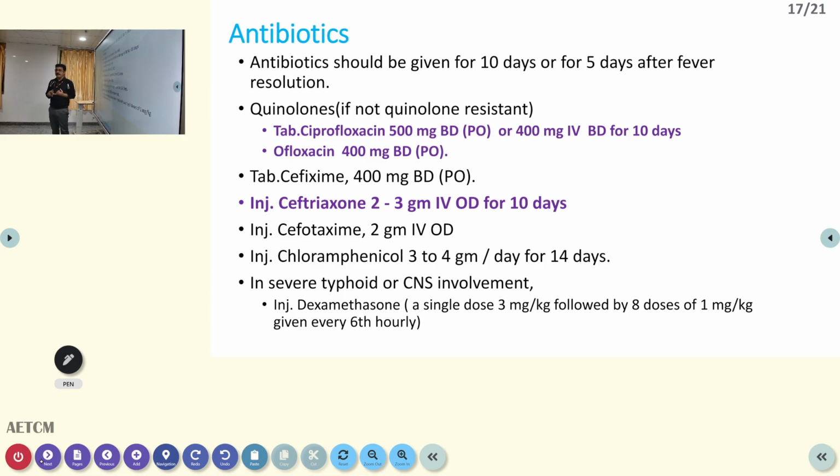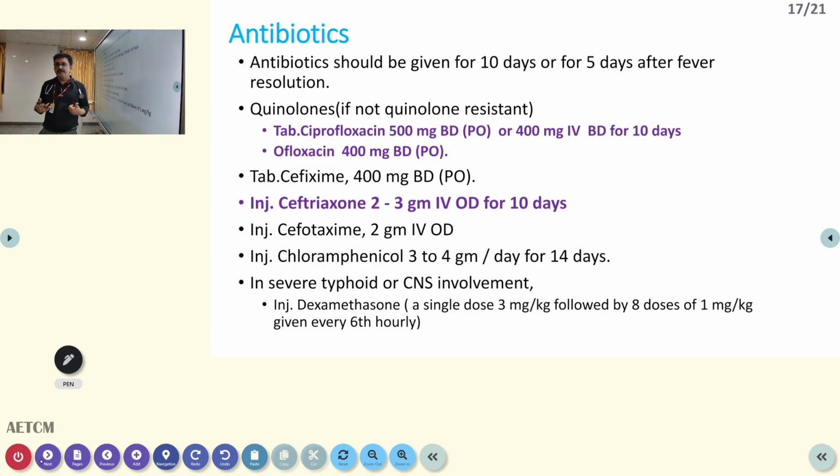Clinical findings are high degree fever. Patient can have coated tongue. Patient can have relative bradycardia. Abdominal pain can be there. Some diarrhea can be there. If it is paratyphoid infection, severe diarrhea can be there. That is a clinical diagnosis. Mostly typhoid is a clinical diagnosis because it takes another 48 hours to get the blood culture.